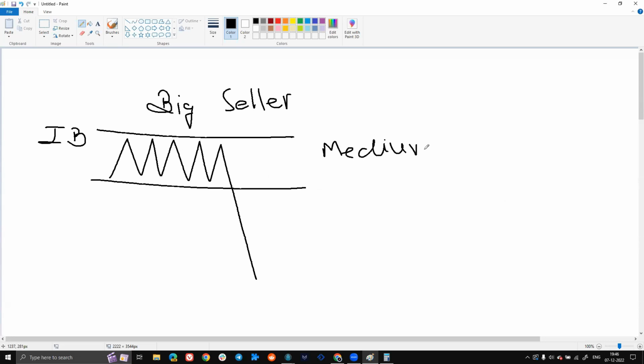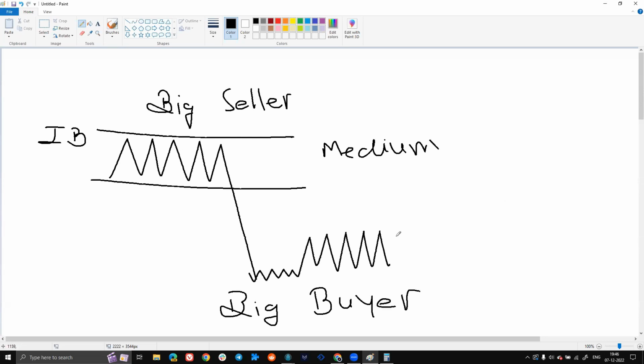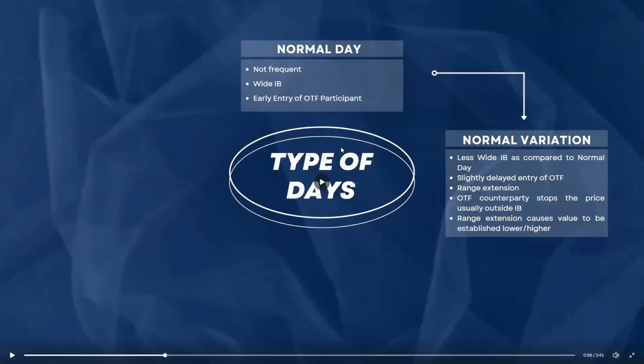It's not very wide. So the market breaks out, it can be in balance, but here a big buyer was present and he stops the price here. And then the market consolidates, profit booking, etc. And then the day ends or closes somewhere here. So this is the normal variation of the normal day.